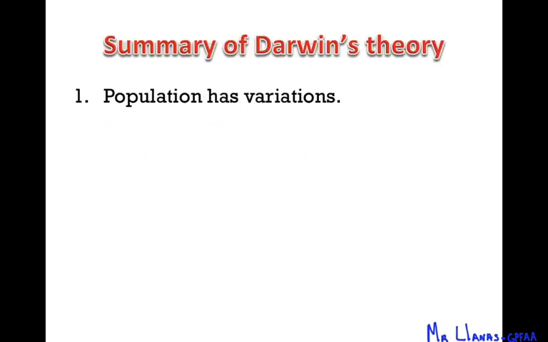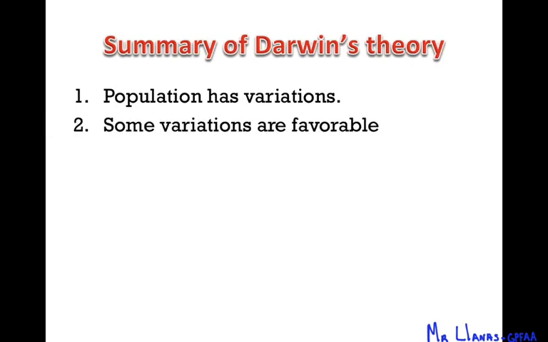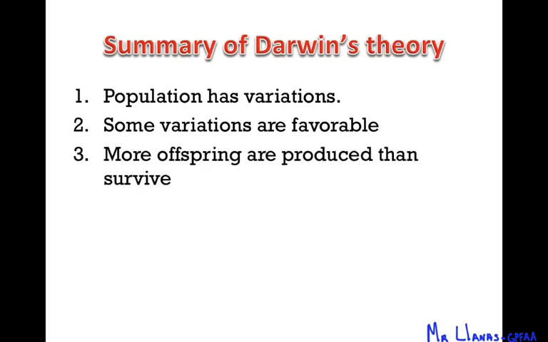Okay, he had 5 main points, to summarize what he wrote in his research. One, populations have variations, and you can see that even in our classrooms. You can see that a lot of us have a lot of variations, different color hair, different height. Some variations are more favorable, right? In nature, some variations allow organisms to survive better, to reproduce better, so that's going to allow their populations to be more successful, okay, when it comes to reproducing and staying alive.